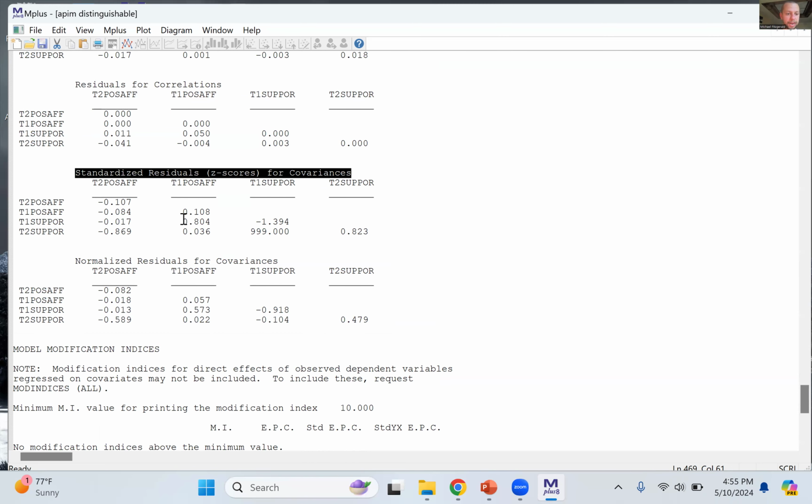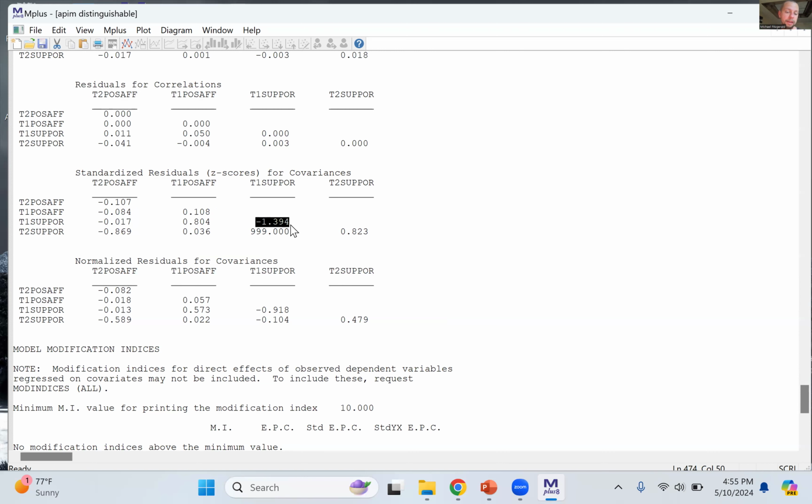And so we can go down here to the next box in the standardized residuals for the covariances, and we can see whether or not that is statistically significant. And these are z-scores, so the critical value is 1.96. And so as you can see, that is not significant. So that tells us even though there's a little bit of a mismatch between our expected value and our observed value, it's not all that significant. It's not all that important. And it's probably not wreaking havoc in our model.